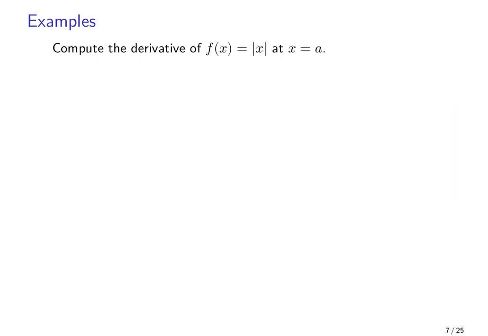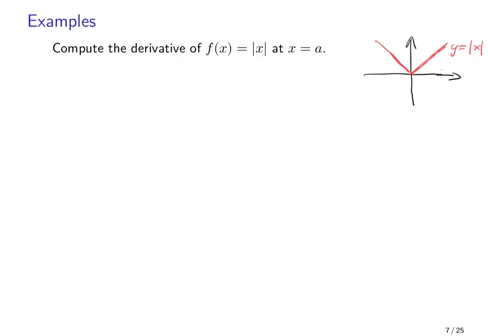Now let's compute another derivative. So here we're given the absolute value function and we have to compute the derivative at x is equal to a, where we leave a sort of blank. First, let's have a look at the graph of the absolute value of x. So the absolute value of x is a very recognizable graph that looks like a V shape. So this is the graph of y is equal to the absolute value of x.